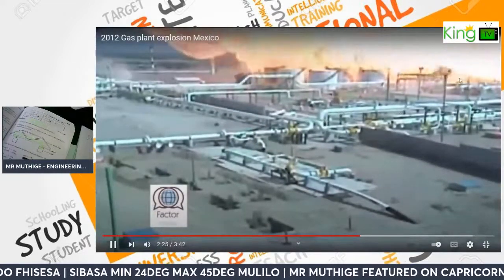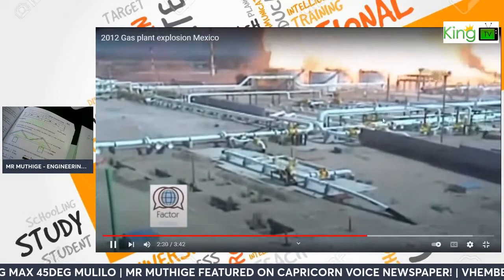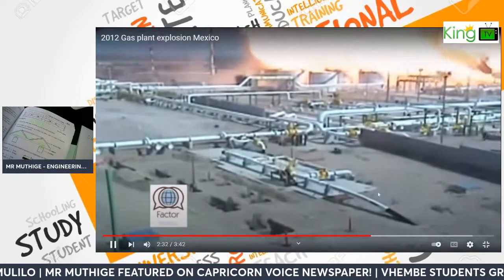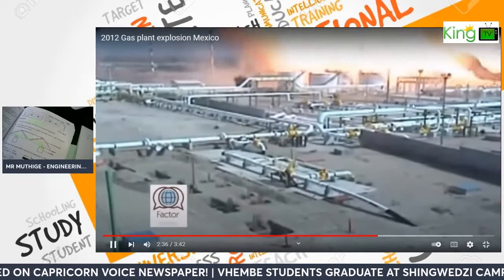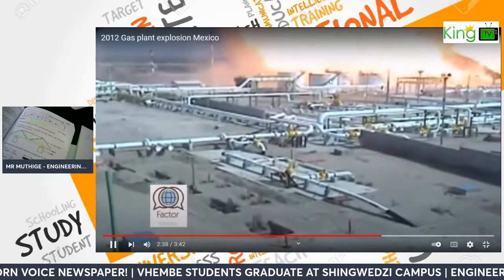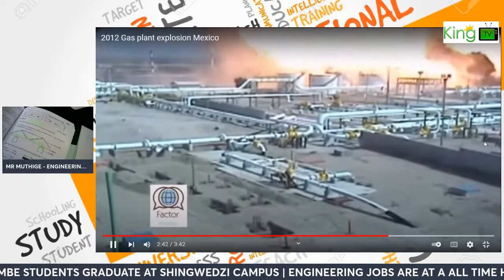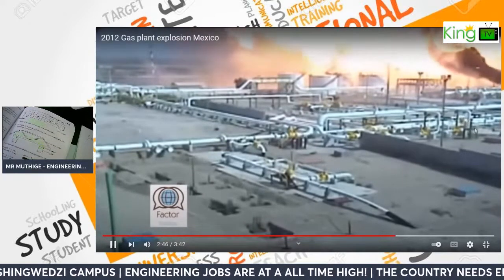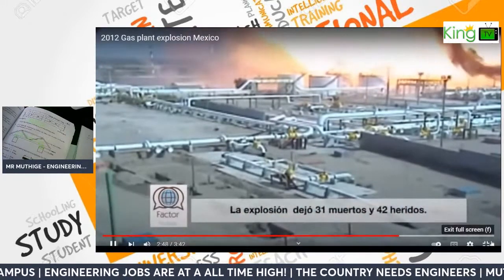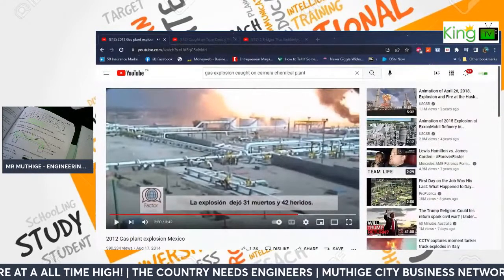And then the gas area, very bad. So these things happen in industry and it happens at all the places.